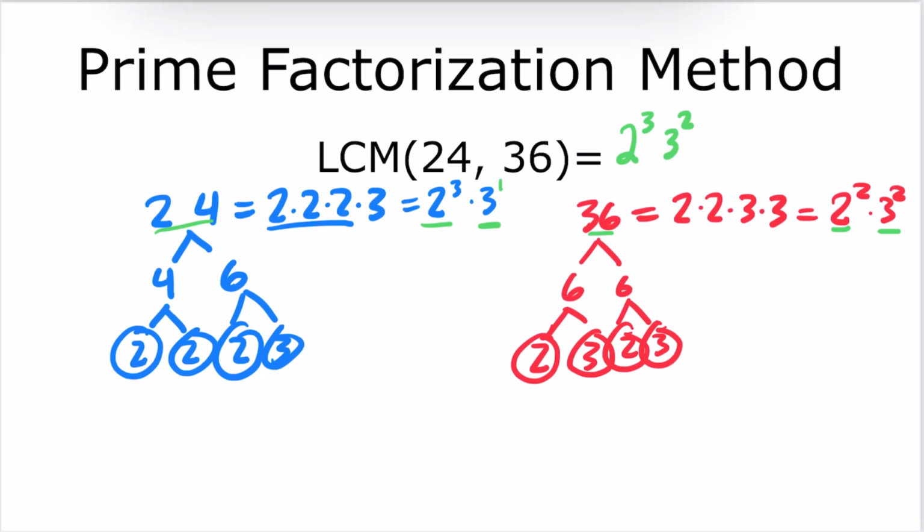And so this is the least common multiple of the two numbers, and I can calculate it out by saying, well, 2 cubed is the number 8, 3 squared is the number 9, and 8 times 9 equals 72, and so 72 is the least common multiple of 24 and 36. And if you were to do the set intersection method and list out the multiples of 24 and 36, the smallest one that they would have in common would be the number 72. And so that's how you use the prime factorization method.